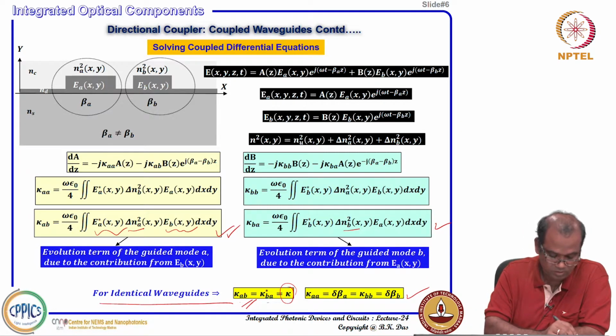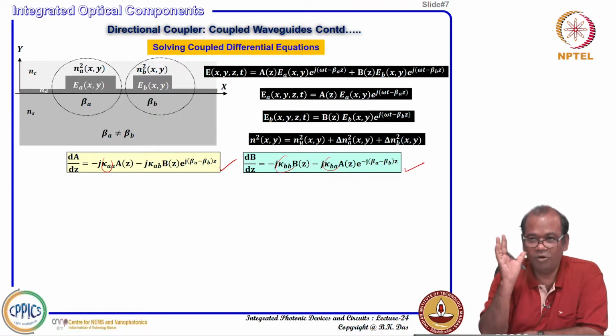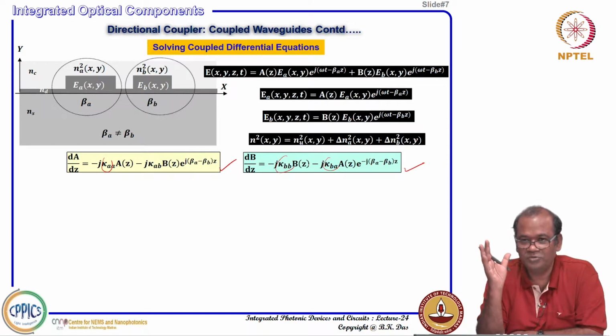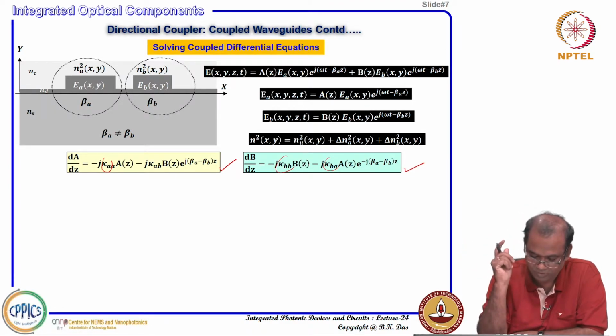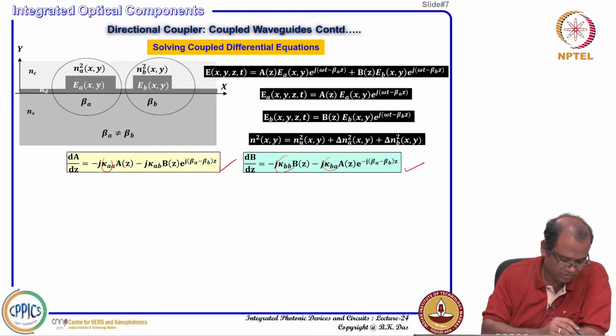So, now start from here, the coupled equation. Keep in mind that kappa AA, kappa AB, kappa BB, kappa BA are known. They can be calculated using your normal mode solver, or you can use any other method to know that. In this case, it is known.